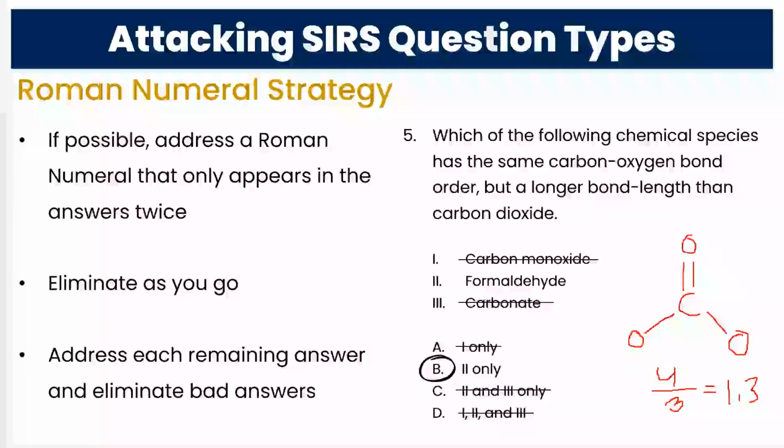So go after the Roman numeral that shows up twice. That's the most efficient way to attack these questions. Now, sometimes there's no Roman numeral that shows up 3 times, so then it's whichever one's easiest.